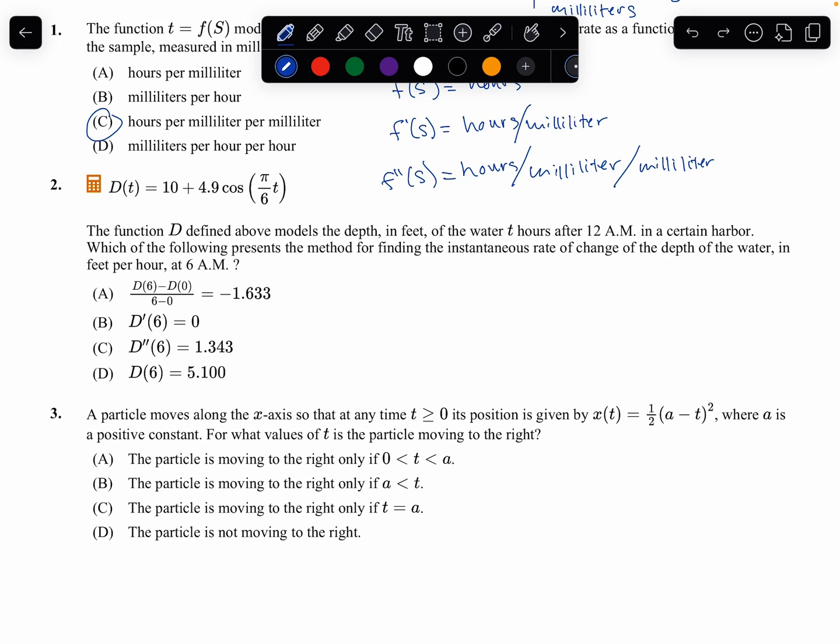So basically, it's not going to be A, because that is the average rate of change. Which of the following presents the method for finding the instantaneous rate of change of the depth of water? And d is defined as the depth. So the instantaneous rate of change of the depth has got to be the first derivative. And so I don't see any other option than to choose B then. I'm not necessarily sure if that is 0. Here, let's try it out.